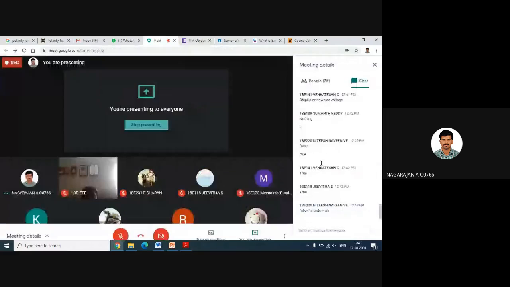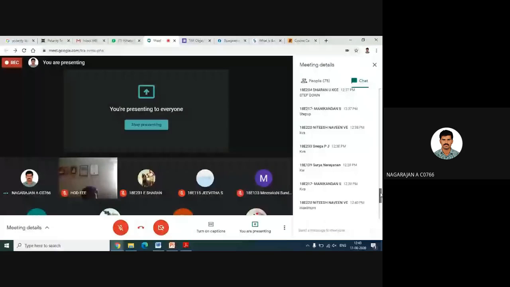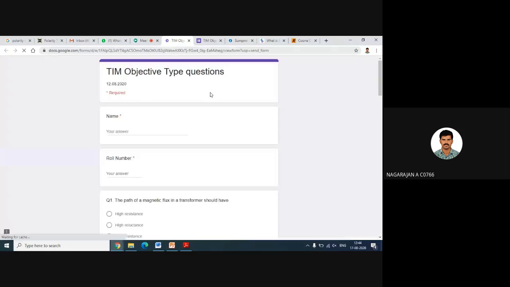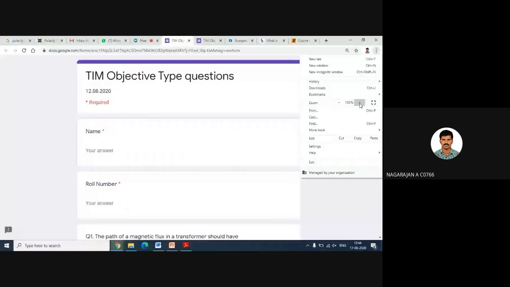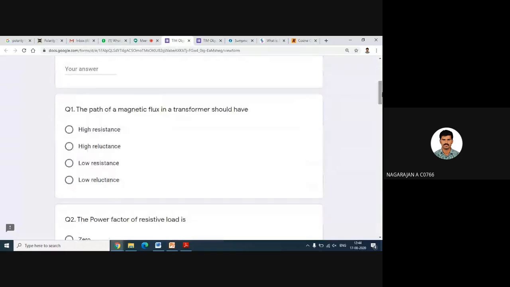Second test. We have just 1 minute. Within that, I'll try to cover that. The path of magnetic flux in a transformer should have high resistance, high reluctance, low resistance, low reluctance.